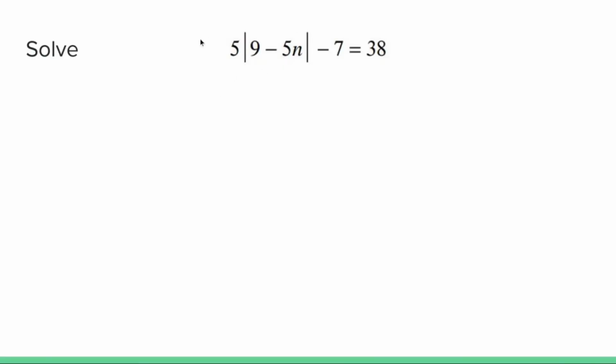All right, when solving absolute value equations, the first thing you have to do is get the absolute value all by itself. I have 5 being multiplied to the absolute value and I have minus 7. I've got to get rid of both of them. So let's add 7 to both sides like so. So now I have 5 times the absolute value of 9 minus 5n, close it, equals 45.